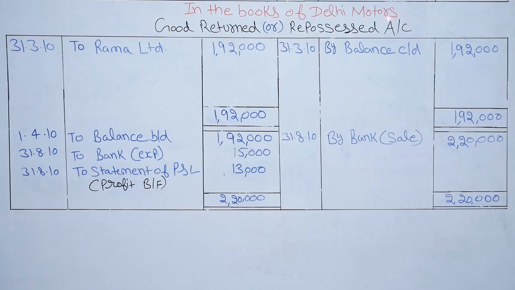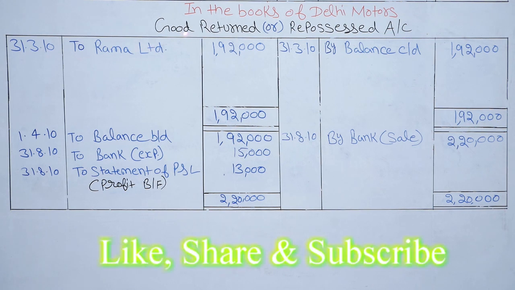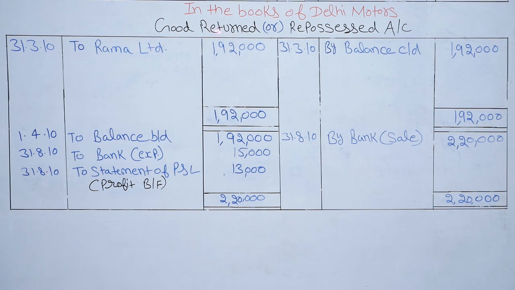In the books of Delhi Motors, hire vendor, goods return or repurchase account, 31st March 2010 to Rama Limited. On goods return, entry will be goods return or goods repurchase account debit to Rama Limited. So to Rama Limited 1,92,000. 31st March 2010, by balance carried down 1,92,000. This balance will be brought down to the next year. On 1st April 2010, to balance brought down 1,92,000.